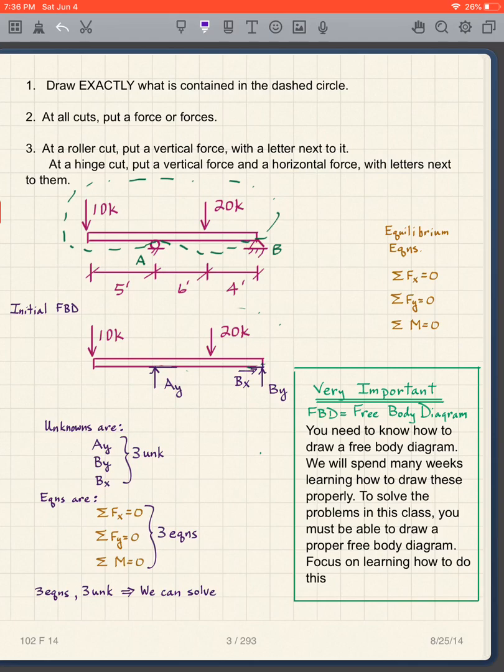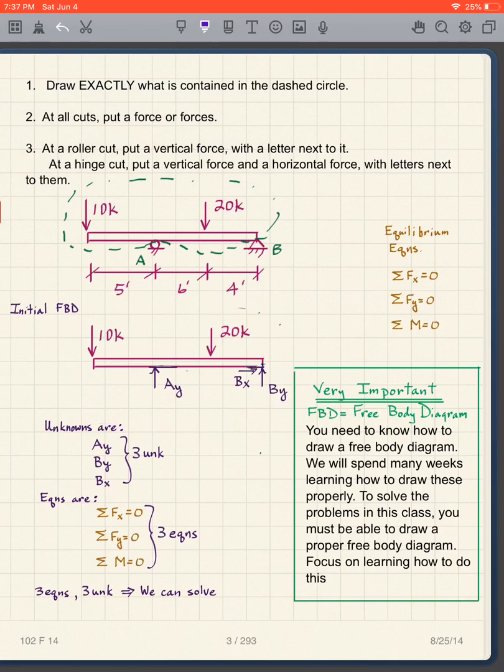Now, I have 3 equilibrium equations that I can use: the sum of the forces in the x direction equals 0, the sum of the forces in the y direction equals 0, and the sum of the moments equals 0. Now in physics, you may have called moments torques, but in engineering, we use torque for twisting. We use moment for a force times distance sort of thing that is not about twisting. So we're not talking about twisting this beam.